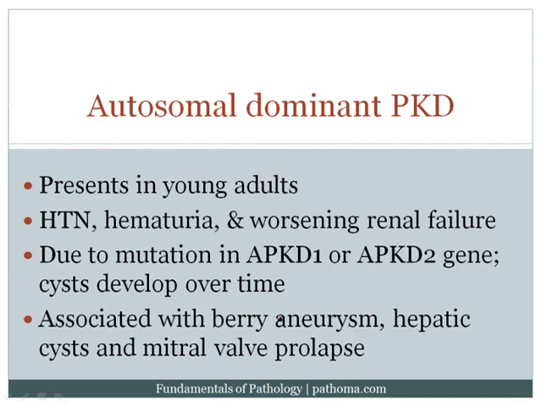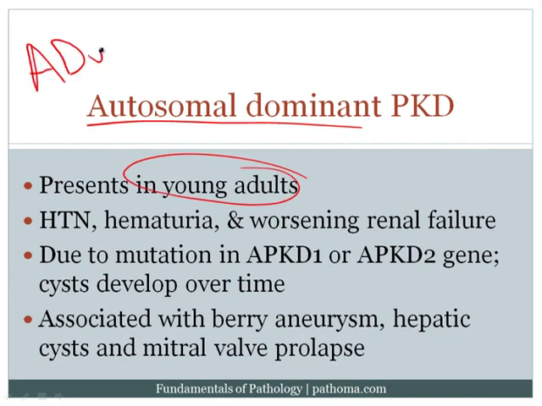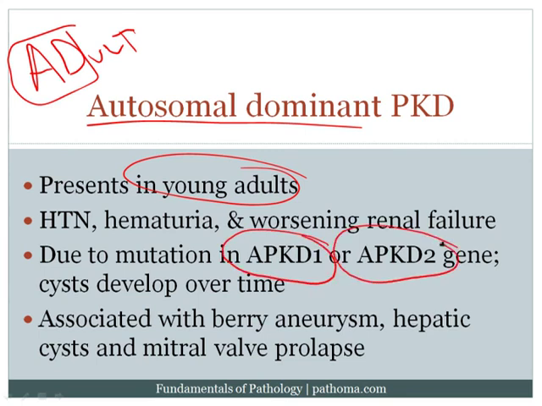The additional form of polycystic kidney disease is the autosomal dominant form, and the autosomal dominant form presents in young adults. Some people like to use the mnemonic ADULT. So the AD is autosomal dominant, and it's also the first two letters of adult. So this presents in young adults. Now, the defect is actually present in the fetus at the time of birth. So it's due to a mutation in adult polycystic kidney disease gene 1 or adult polycystic kidney disease gene 2.